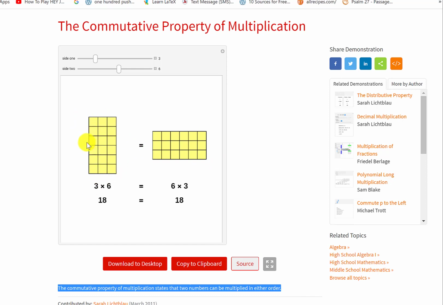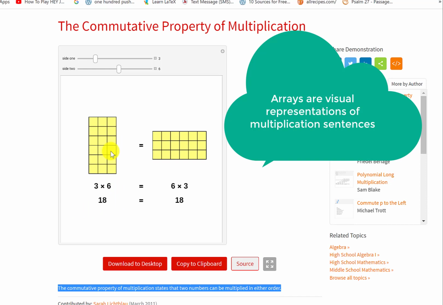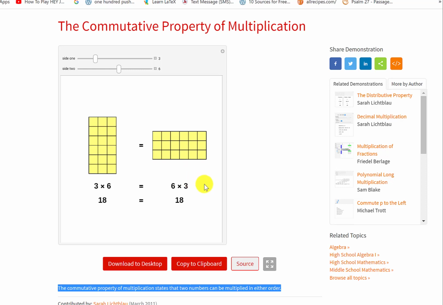So we have this array model, and this particular array has, let's see how many rows. It has 1, 2, 3, 4, 5, 6 rows and 1, 2, 3 columns. So 3 columns times 6 rows gives us 18. But if we turn that array on its side, then we have 6 columns and 3 rows. So in this case, 6 times 3 also gives us 18. And that is something that is actually always true, okay? If you have 2 factors and you're multiplying them, it doesn't matter the order in which we multiply them, we'll always get the same answer.